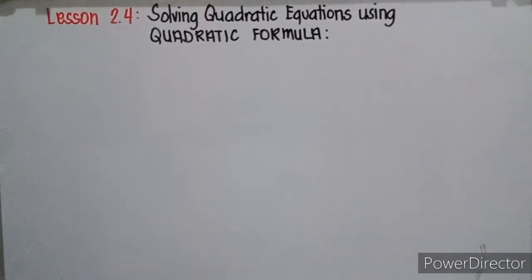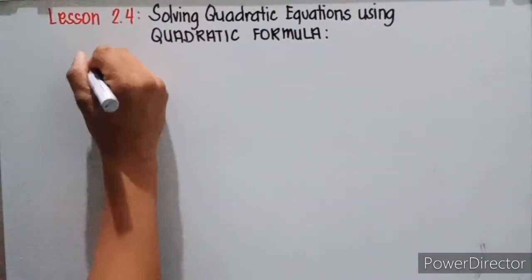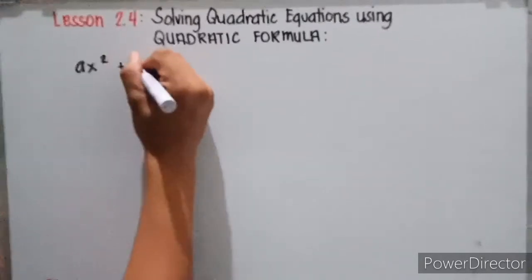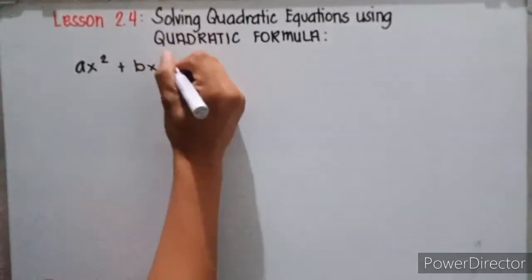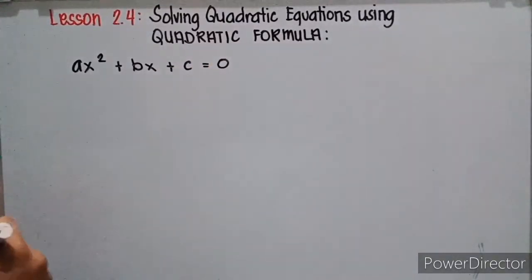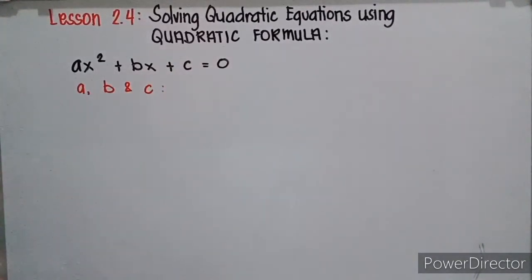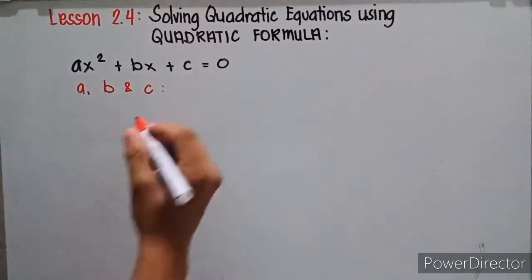Lesson 2.4, Solving Quadratic Equations Using Quadratic Formula. So from our standard form, ax squared plus bx plus c is equal to 0, we need to identify the values of our a, our b, and our c. Then after that, we are going to use the quadratic formula.